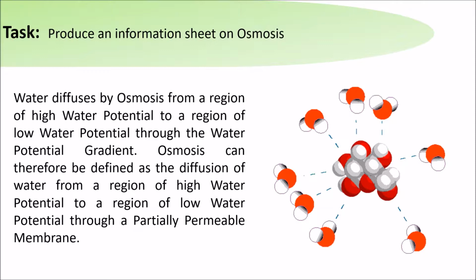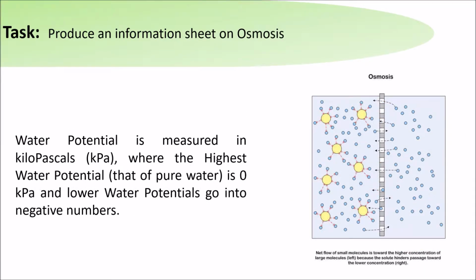Water diffuses by osmosis from a region of high water potential to a region of low water potential through the water potential gradient. Osmosis can therefore be defined as the diffusion of water from a region of high water potential to a region of low water potential through a partially permeable membrane. Water potential is measured in kilopascals, where the highest water potential is 0 kilopascals and the lower water potentials go into negative numbers.